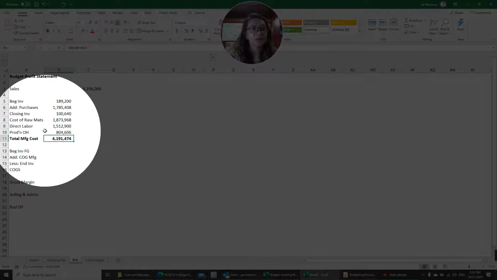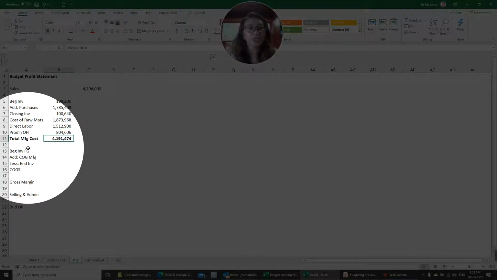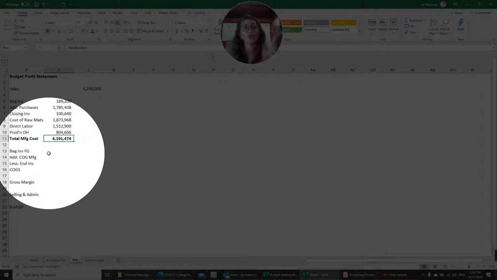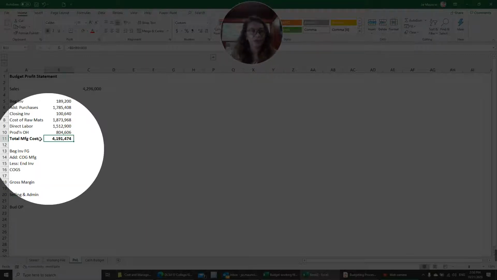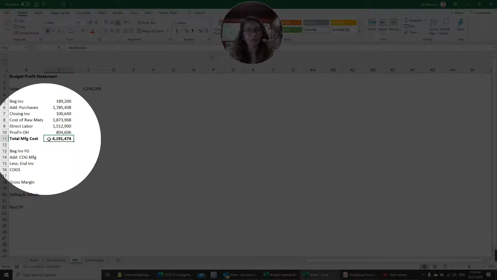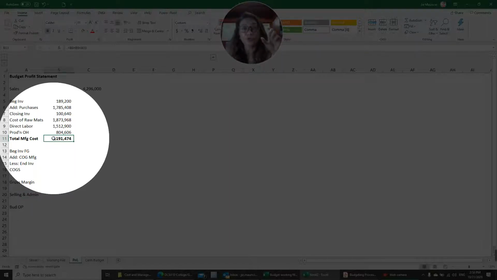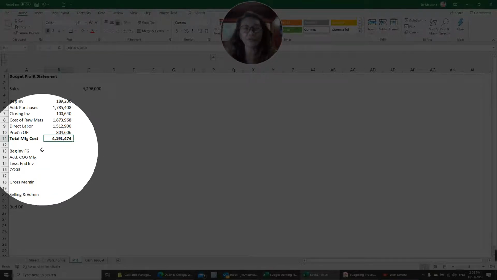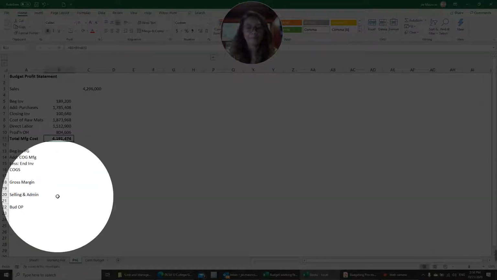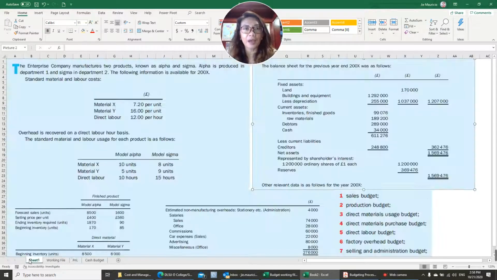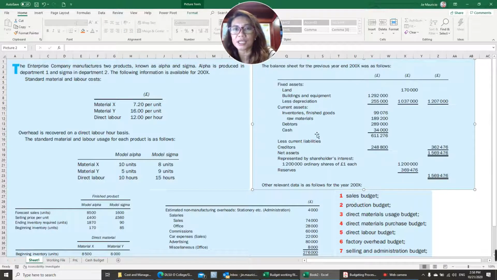Now, in terms of beginning inventory for the finished goods, we need this so that we know the total cost of goods sold, because we have the goods manufactured. We need to compute the cost of goods sold because it is related to the number of budgeted sales. So, beginning inventory for finished goods, I will go back to the problem, I mean the given in the problem.